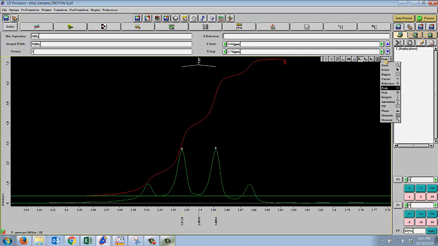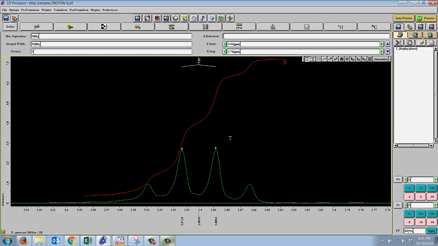So if we look at our proton NMR again, all the different things that we can do in here. The most important one, lastly to go over, is a zoom. You can select peaks, you can pick peaks. With the peak picker, we can do integrals, we can do annotations.